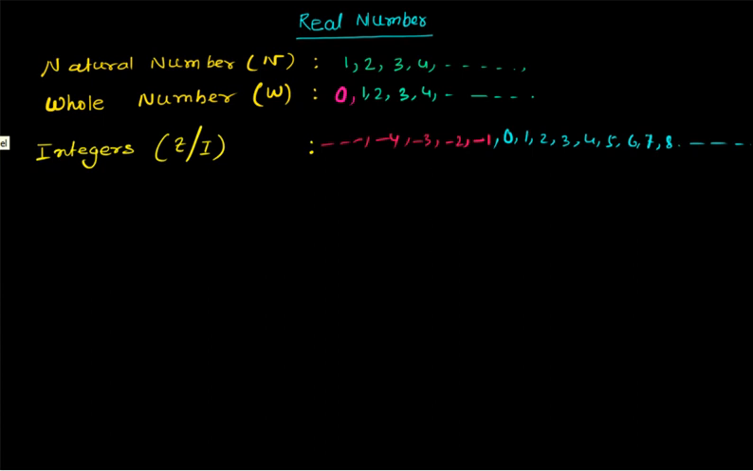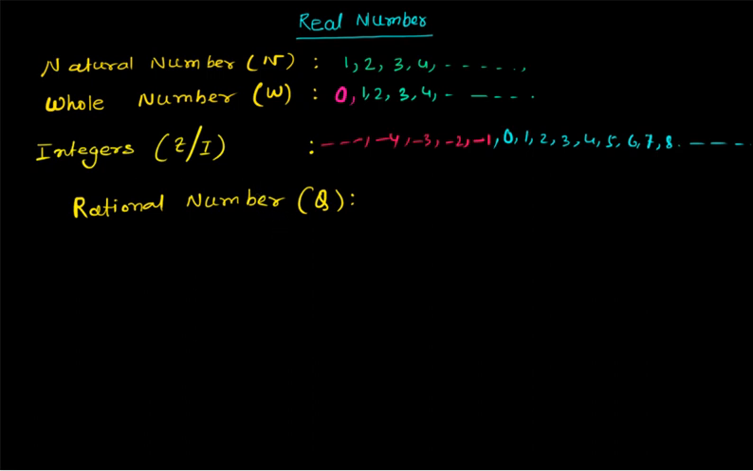And we also know about the number line. So today we will be learning about rational numbers. These rational numbers are denoted by Q. The symbol is Q. What is called a rational number?